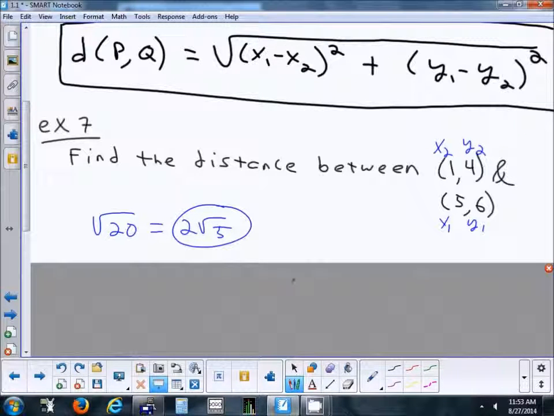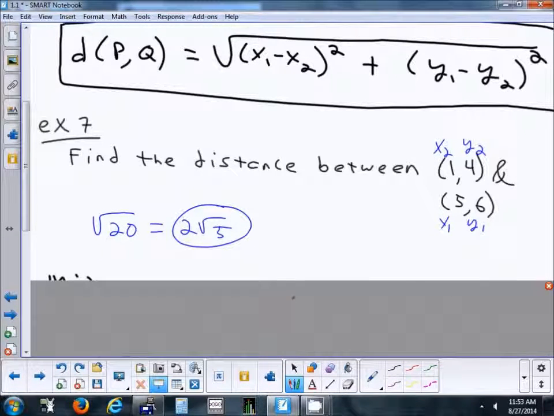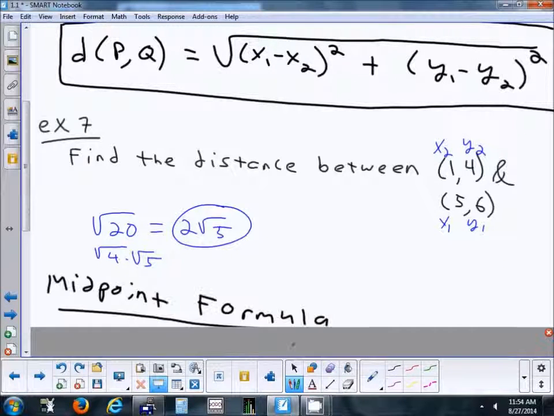You do need to know how to reduce square roots, so if you're not sure about that, make sure you look that up in your book. Okay, square root of 20. Try to find 2 numbers that multiply to give you 20, and you want one of them to be a perfect square. Square root of 4 is 2. That's how I did that. Okay, so anytime we can reduce a square root, we will.